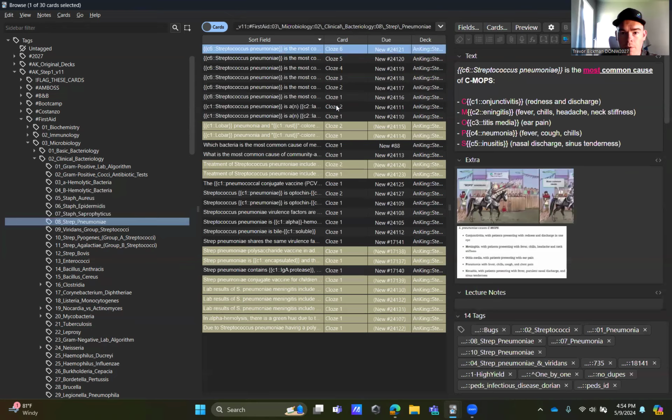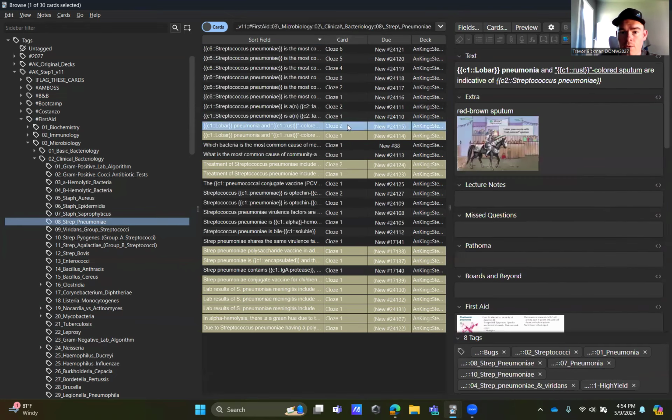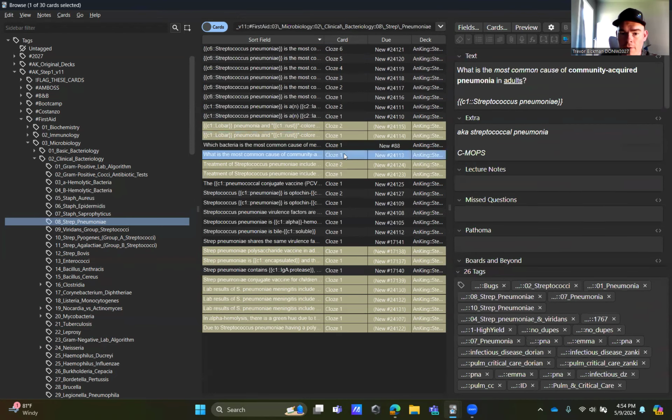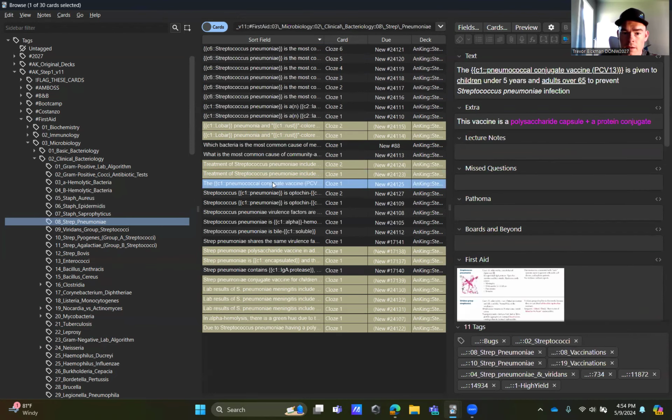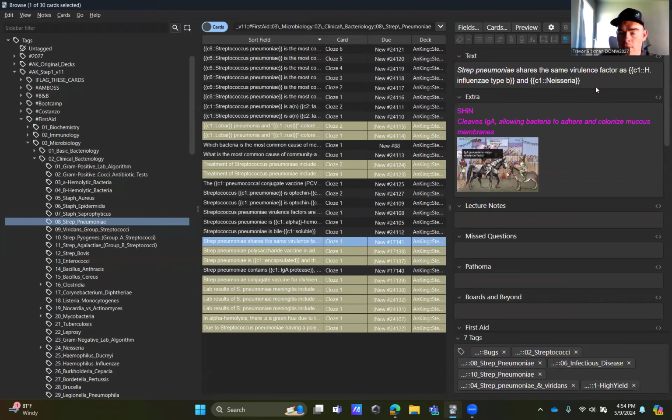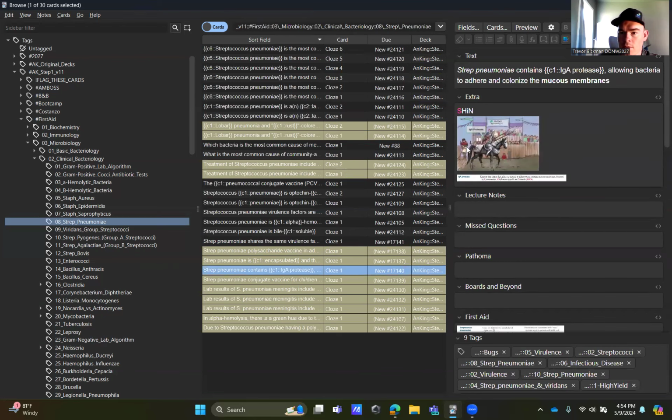And we're going to go to Strep pneumoniae, and you want to grab the first 8 cards here. Then you want to skip 9 and 10, but grab 11 and 12, skip 13, 14. Then you want to grab this chunk, the PVC 13 card, coming down to Strep pneumoniae has the same virulence factors as Haemophilus influenzae type B and Neisseria. And then skip the next 2 after that and grab this last one here, talking about IgA protease.